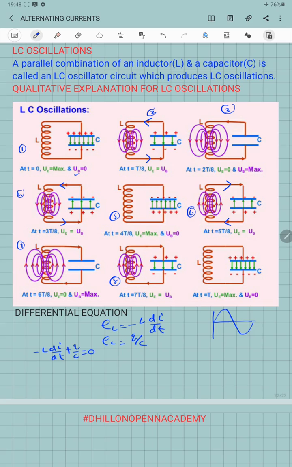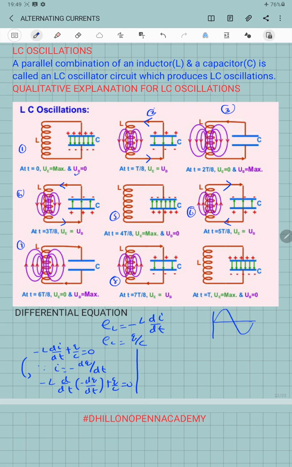Now, because I is equal to minus dq by dt, we know that current is the time rate of flow of charge. We have placed a negative sign here, I equal to minus dq by dt, because as the capacitor discharges to send its energy towards the inductor, current in the circuit is increasing but the charge on the capacitor is decreasing. So the negative sign is for the decreasing charge. If we use this value of I in the above equation, we will have minus L into d by dt of minus dq by dt plus q by C equal to 0.